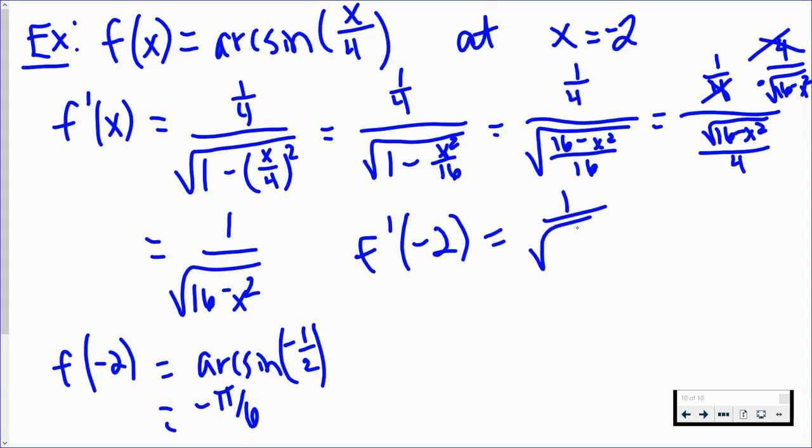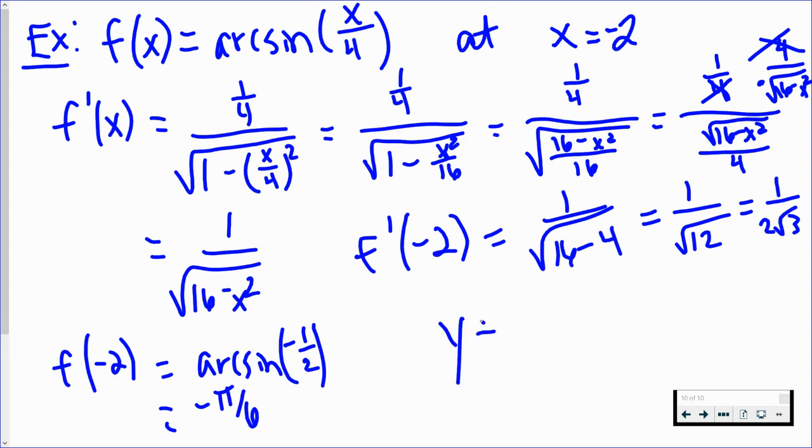1 over the square root of 16 minus (-2) squared is going to be 4. 1 over the square root of 12. Okay, we may want to simplify. That'd be 1 over, let's see, 2 square root of 3. Okay, you don't have to rationalize that. You can if you want to. You'd end up with what? Square root of 3 over 6. So you could if you want to. I'm not going to because I don't need to.